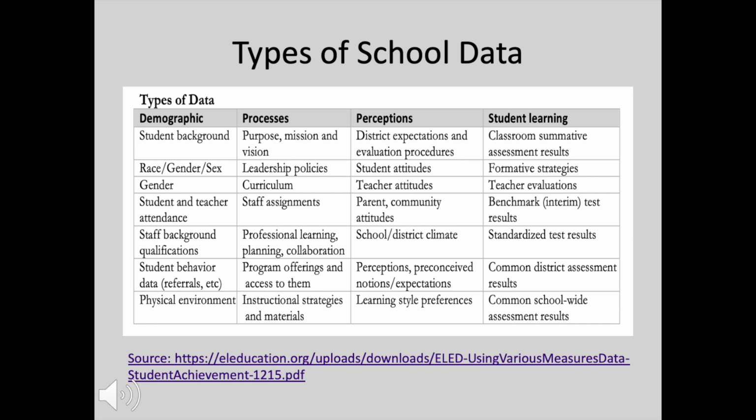There are 4 types of school data: demographic, processes, perceptions, and student learning. Demographic data includes race, gender, attendance, behavior, etc. Process data includes curriculum, policies, instruction, strategies, etc. Perception data includes parent or community attitudes, district climate, and student or teacher attitudes. And finally, student learning data includes summative and formative assessment results, teacher evaluations, and test results.